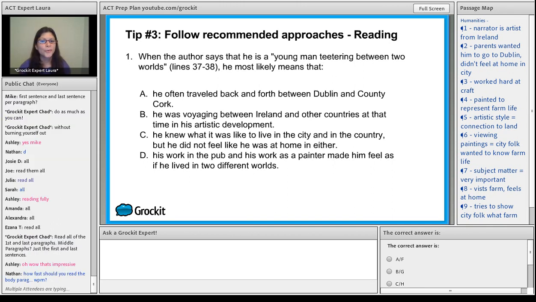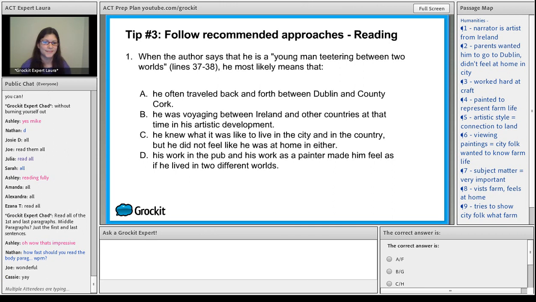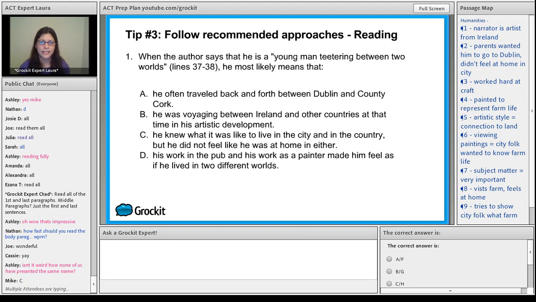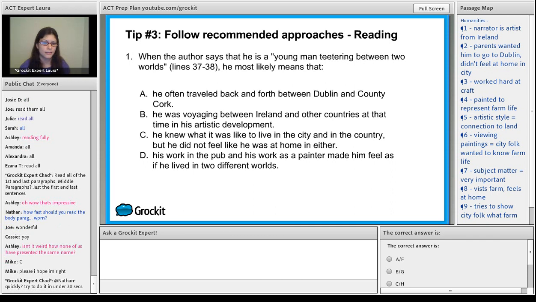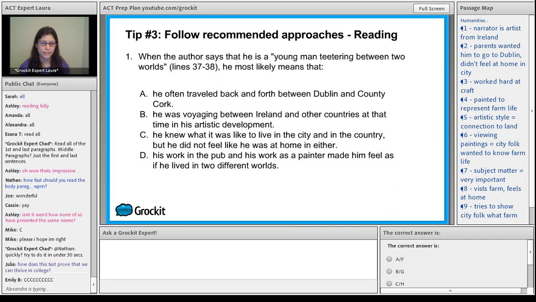And you know what? We were just talking about how he's teetering between two worlds. Question number 1 talks about that as well. So another thing to do is use the line reference to your advantage. It says lines 37 to 38. That's going to be paragraph number 2. So our prediction actually is from our passage map.